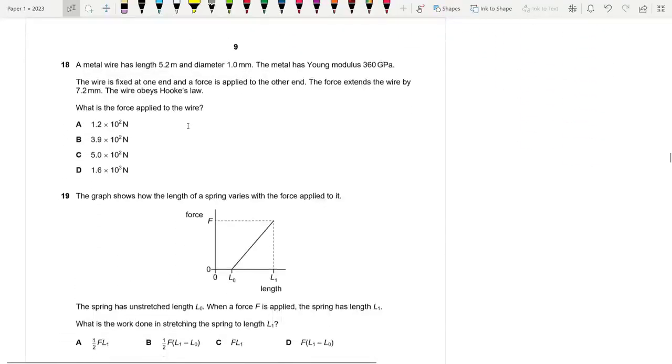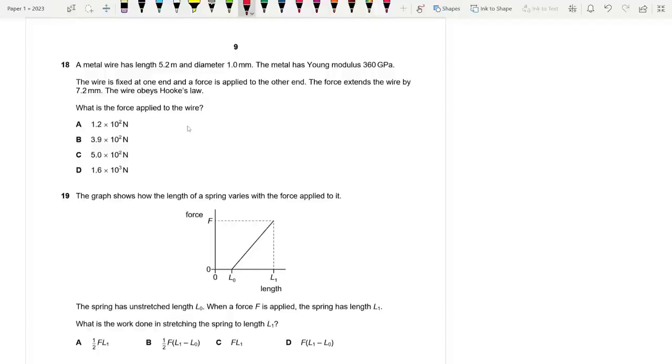A metal wire has length 5.2 meters and diameter 1 millimeter. The metal has a Young modulus of 360 gigapascals. The wire is fixed at one end and a force is applied to the other end. The force extends the wire by 7.2 millimeters. The wire obeys Hooke's law. What is the force applied to the wire?